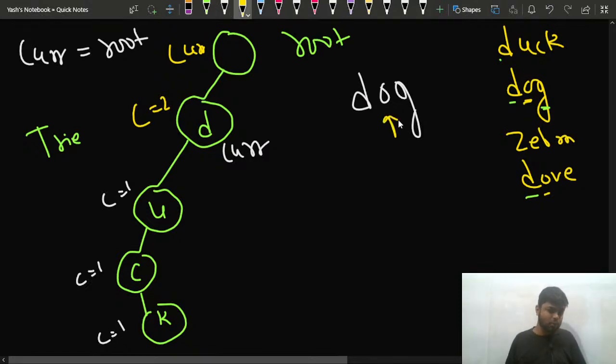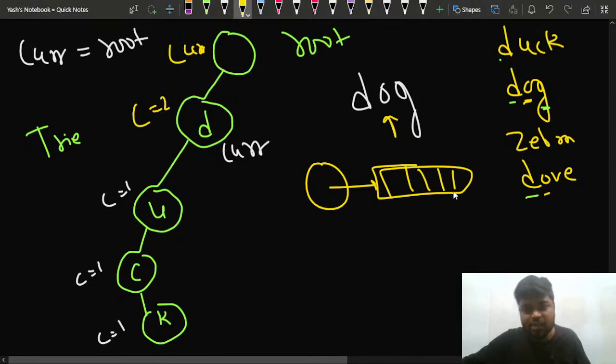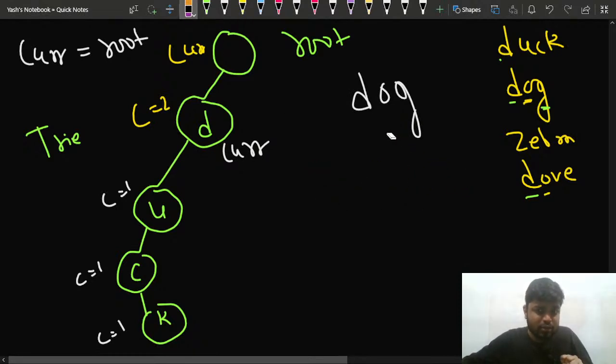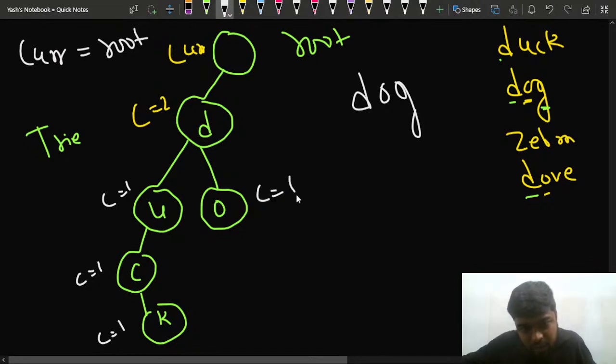So the next alphabet is O. For this particular D, it also has a 26 representation, right? So does it have a O? No, it has a U, but it does not have a O. So that's why I'll be inserting it for the first time. I'll mark its frequency as 1 and I'll insert it. So this is something that I will do. O. And my current would be marked here as 1. Count would be marked as 1. Current would move here and the count would be marked as 1.